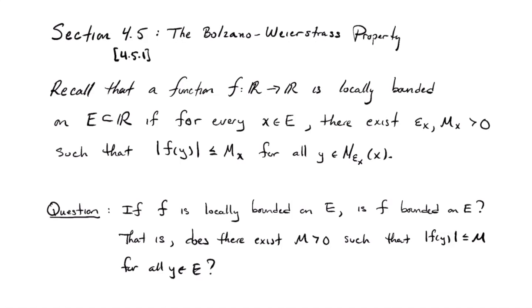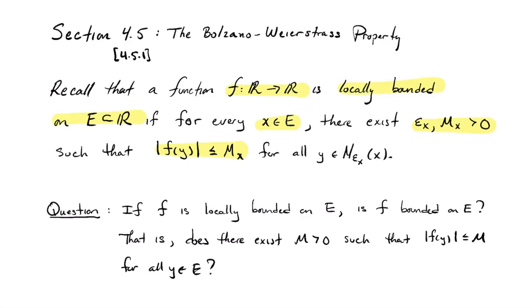So let me remind you that a function, say from the real numbers to the real numbers, is called locally bounded on some subset of the real numbers if it's bounded at every x in that subset. That is, for every x, there are two numbers, epsilon of x and m sub x. They're positive. And the function's values never exceed m sub x on that epsilon sub x neighborhood of x. All right, so every point is contained in a neighborhood on which the function is bounded.